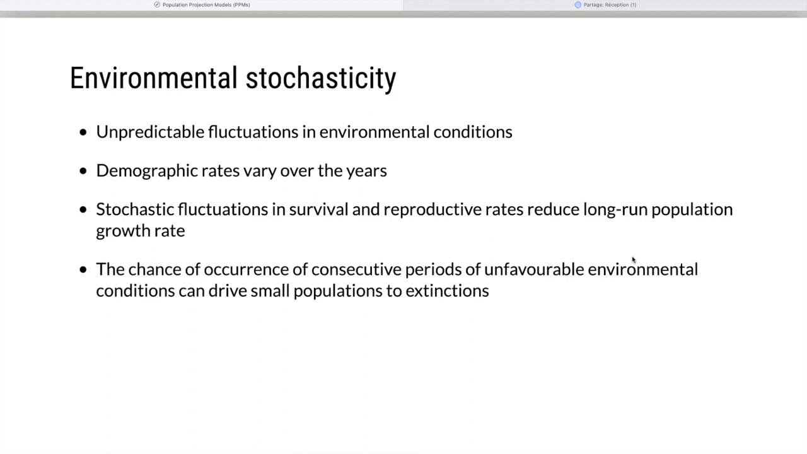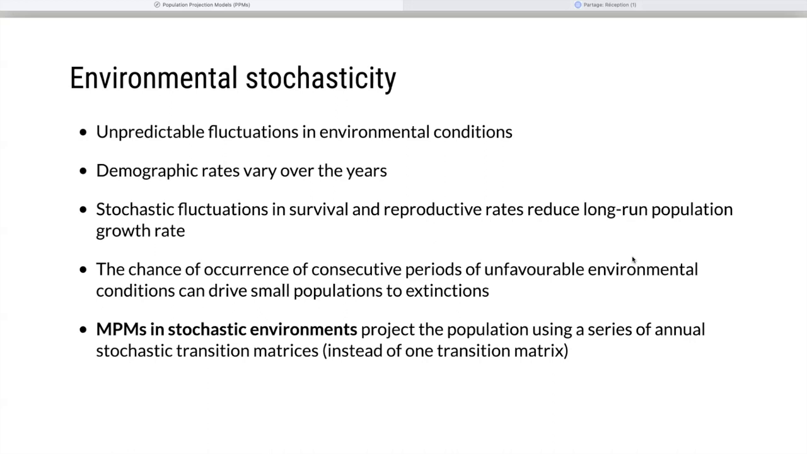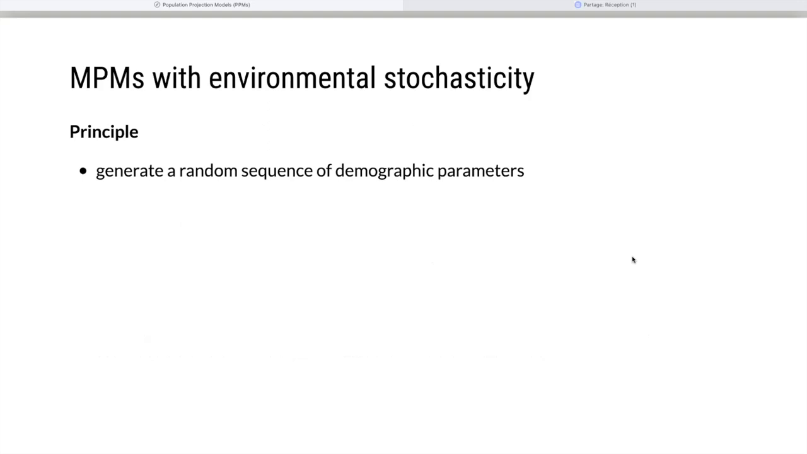So imagine that for some reason, maybe there is a sequence of consecutive bad years or good years, then especially if the population is small, this can increase the risk of extinctions. So with stochastic matrix population models, the idea is to construct a series of stochastic transition matrices, so stochastic Leslie matrices, instead of using just the average transition matrix. We generate one for each year randomly, by sampling in a distribution, as we're going to see, and we use this sequence of matrices to project the population. So we have to repeat that several times, as we did for the count-based PVA, to have a confidence interval around the average population trajectory.